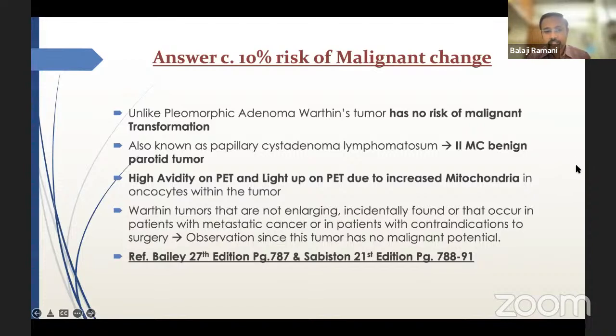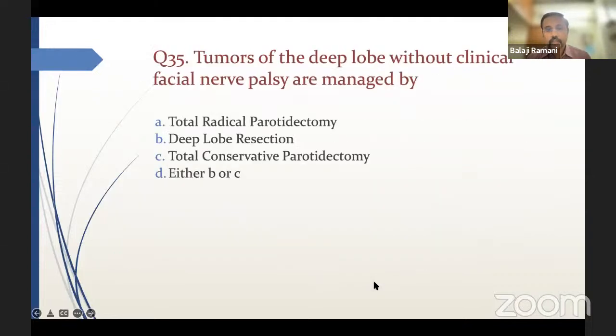And so tumors that are incidentally discovered, not enlarging, not symptomatic, and you do not suspect it is a malignancy from elsewhere, such tumors can be observed. There is no need for resection of such tumors.